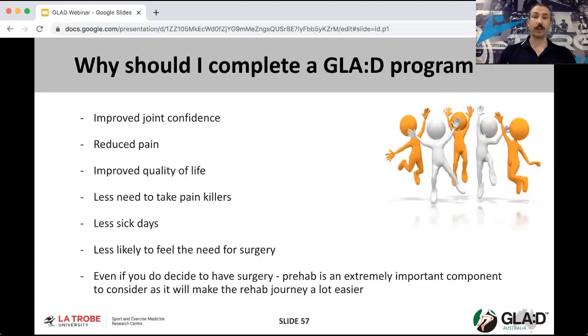Why should you complete a GLAD program? As Cam alluded to, you finish the course with improved joint confidence, reduced pain, better quality of life, less painkillers, less sick days, and you're less likely to feel the need for surgery. And even if you do progress towards surgery, you'll have a much better rehab afterwards from being stronger going into that program.